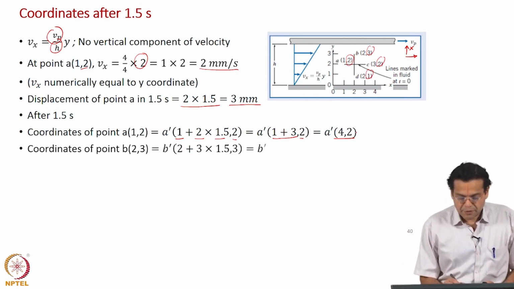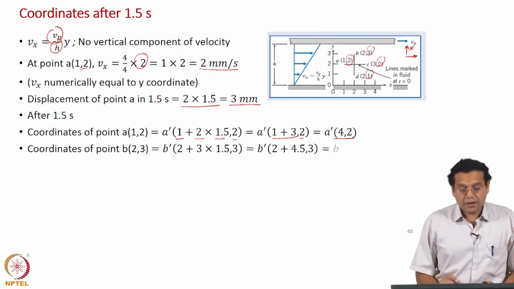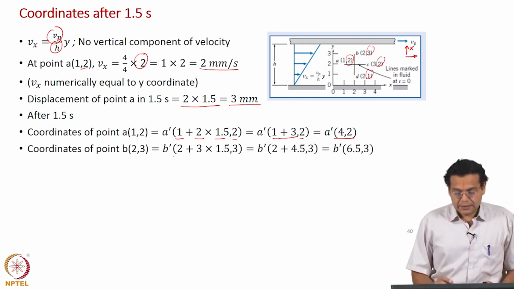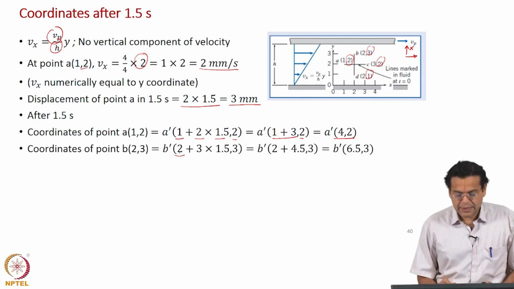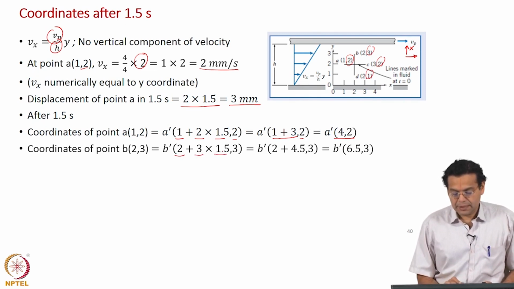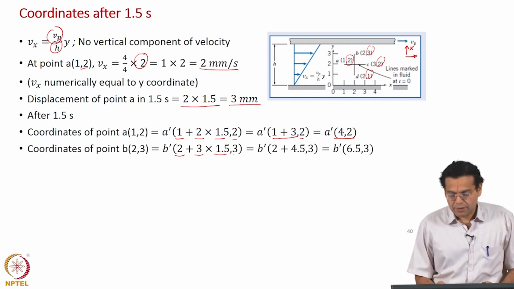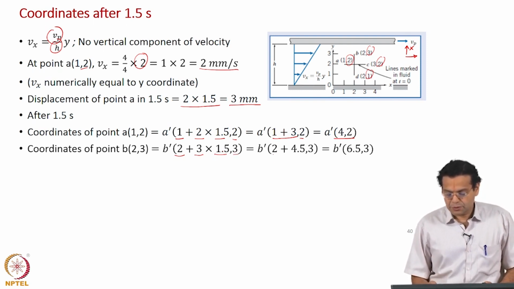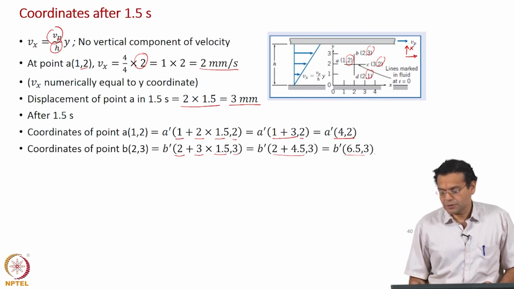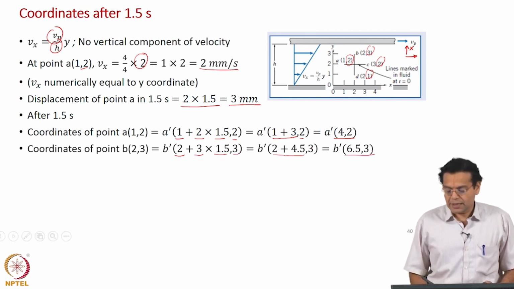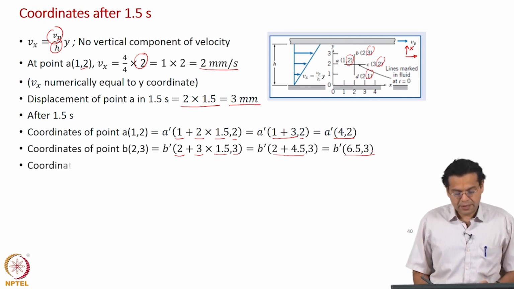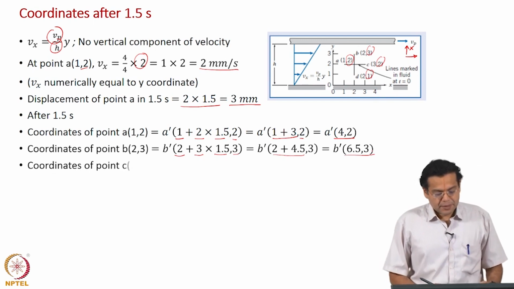Now, of course, the velocity is 3 millimeter per second, as we have seen the velocity is numerically equal to the y coordinate. So, the old x coordinate plus the velocity in the x direction multiplied by the time interval, y coordinate is same. So, 2 plus 4.5 comma 3 gives you 6.5 comma 3, that is the new coordinate of B, which we call as B dash. Now, similarly we can find out the other coordinates.